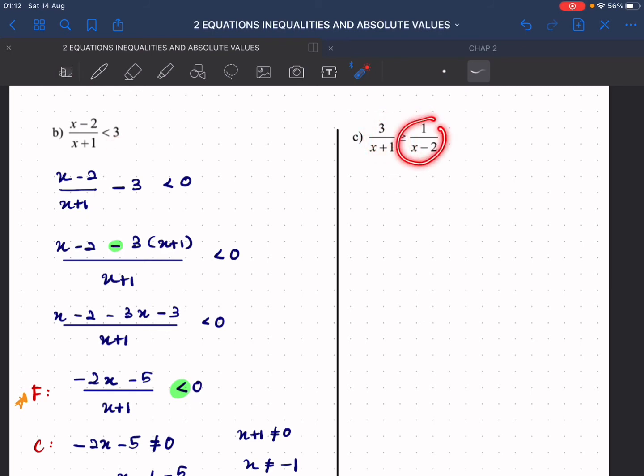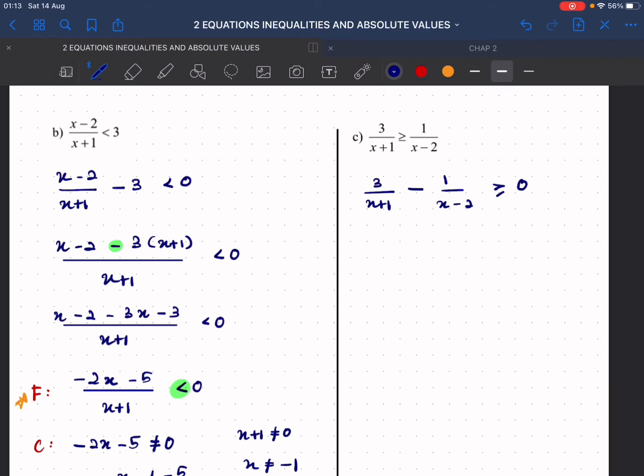So semua ni kita kena pindah sebelah kiri sini. Tak boleh cross multiply. Okay, dekat setiap soalan saya ingatkan jangan cross multiply. Okay, do not cross multiply because we don't know what's the value of x. Let's say if the value is negative, we have to change the inequalities. So we don't want to do that. Okay, kita tak tahu nilai x, kita jangan buat. So apa yang kita buat ialah we have 3 over x plus 1 minus 1 over x minus 2 greater than or equal to 0.